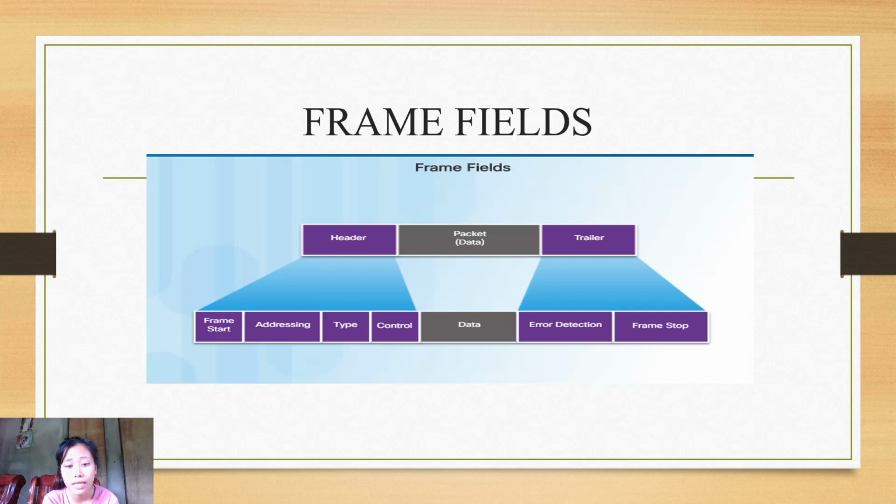So let's go to the data. The data contains the frame payload, packet header, segment header, and the data. For the error detection, these frame fields are used for error detection and are included after the data to form the trailer.